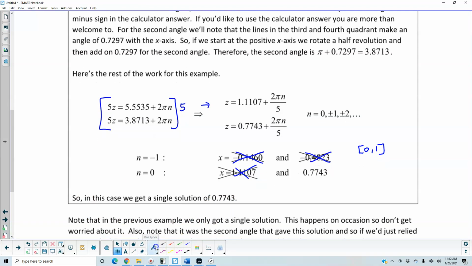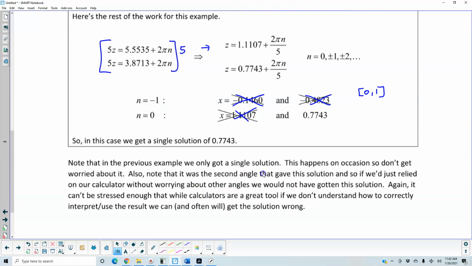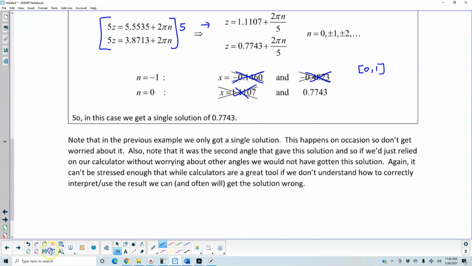Now note that in this example, we only got a single solution. This happens on occasion, so don't get worried about it. Also note that it was the second angle that gave us this solution. And so if we just relied on our calculator without worrying about other angles, we would not have gotten this solution. Again, it can't be stressed enough that while calculators are a great tool, if we don't understand how to correctly use the result, we can and often will get the solution wrong.